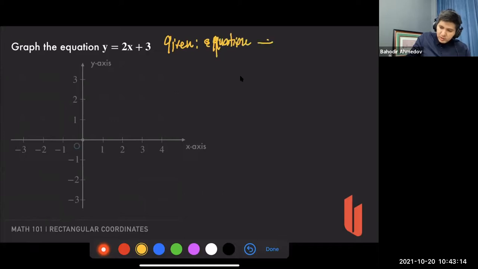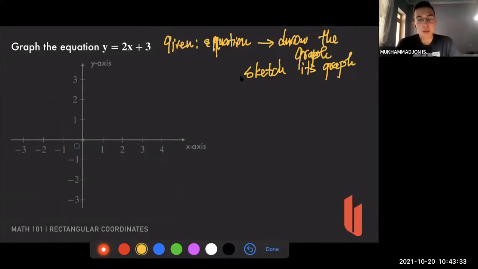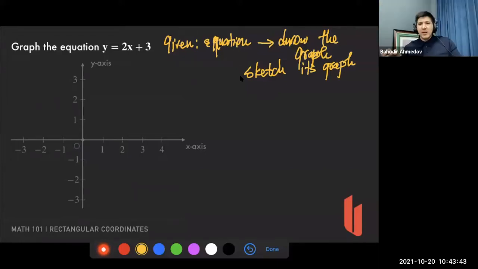What you need to do is draw its graph. So sometimes we call the sketch its graph. Any ideas how we can sketch the graph of the line? Yes, you can use the graphical calculator. Give x any numbers, for example, 0 and y equal to 3, and like this we should.